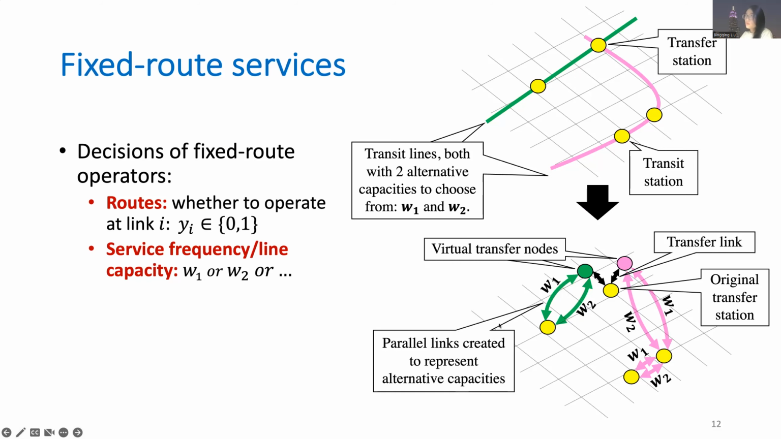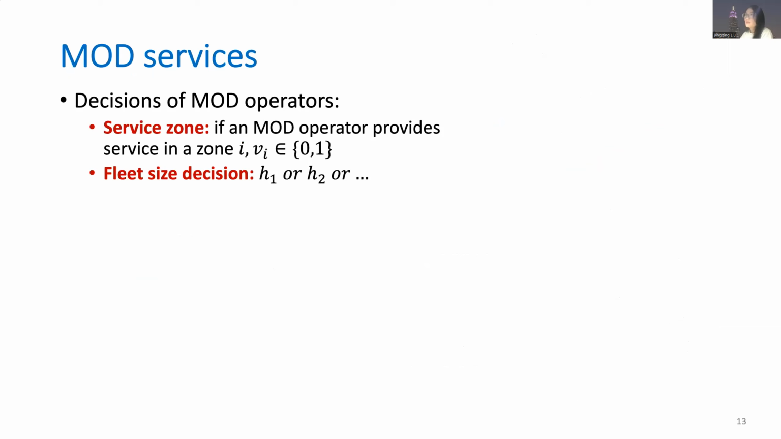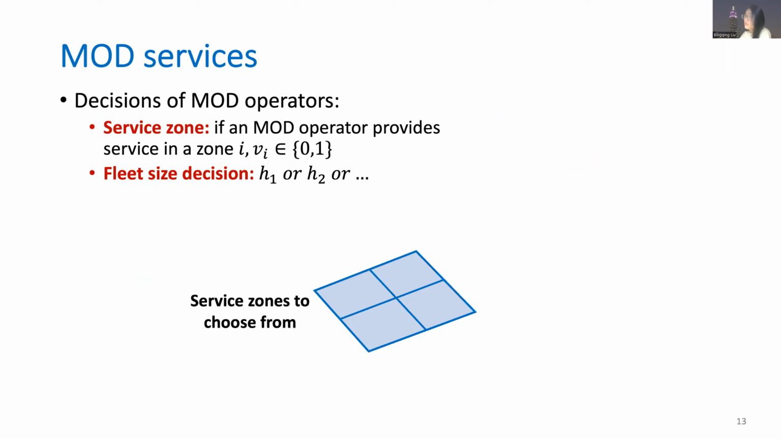So that is for the fixed route services. And for the mobility on-demand services, the choices they have involve the service zone, like which zone I want to cover, and the fleet size decision, like what fleet size I want to deploy within the service region that I want to cover. So for example, if one mobility on-demand provider is choosing between these 4 zones, and all of the 4 zones are being covered, there is going to be service between each pair of these 4 zones. That composes a complete graph connecting all these 4 zones.